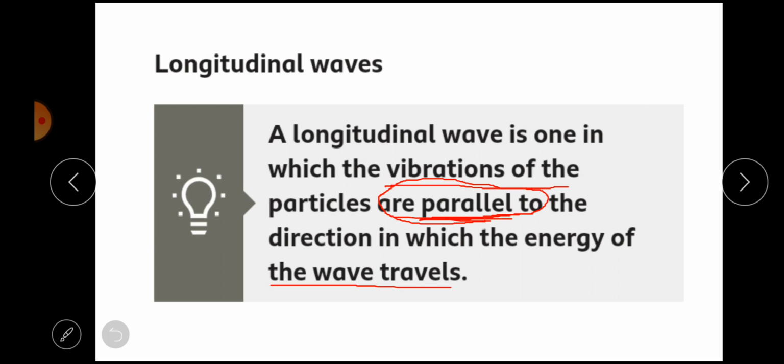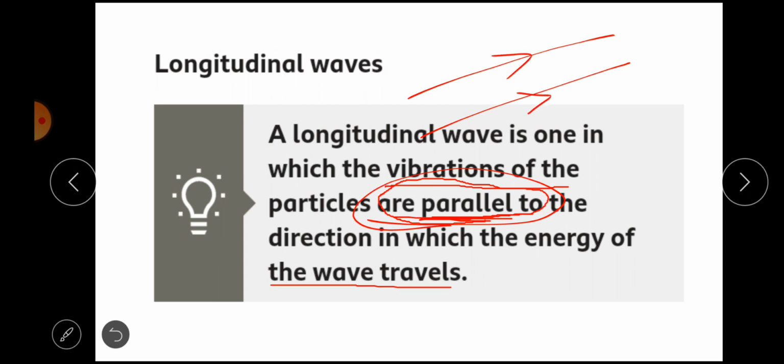And then let's look at longitudinal waves. What are longitudinal waves? A longitudinal wave is one in which the vibrations of the particles are parallel. Remember, with transverse waves, we say they are at 90 degrees. Now they are parallel, meaning they are facing the same direction.